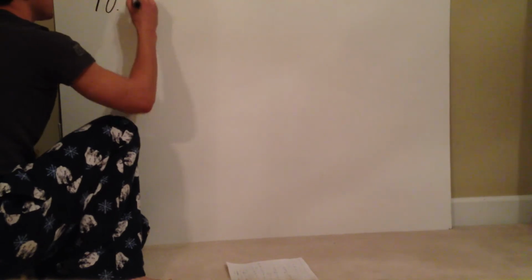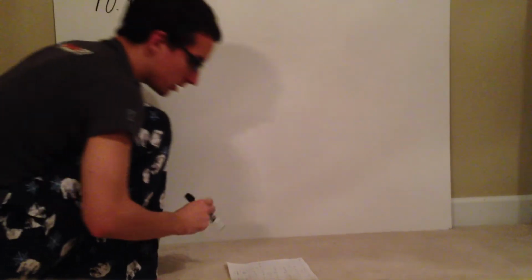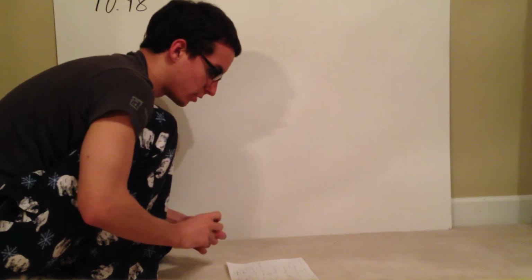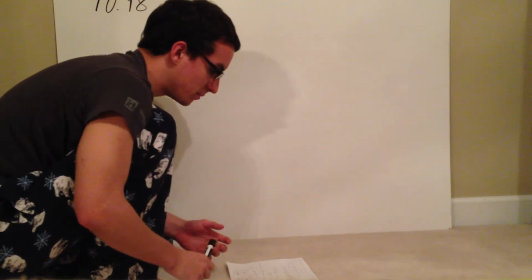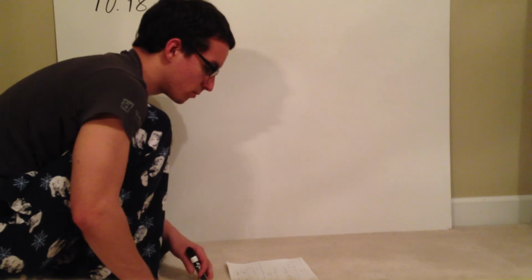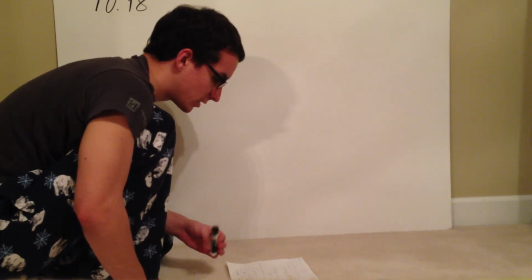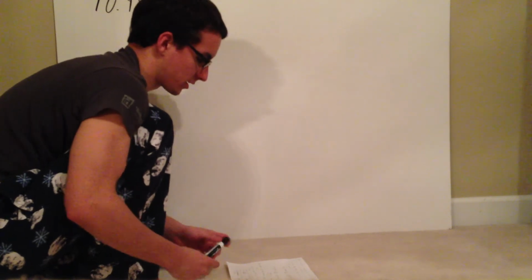We'll start with 10.98. It reads, a 10 milliliter sample of vinegar, HC2H3O2, requires 16.5 milliliters of a 0.500 molar NaOH solution to reach the endpoint in a titration. What is the molarity of the vinegar?